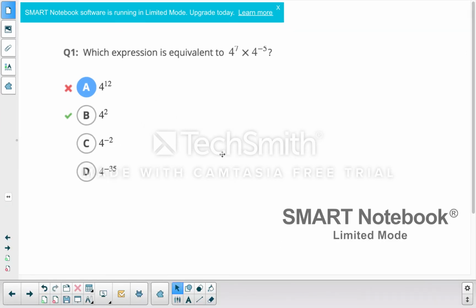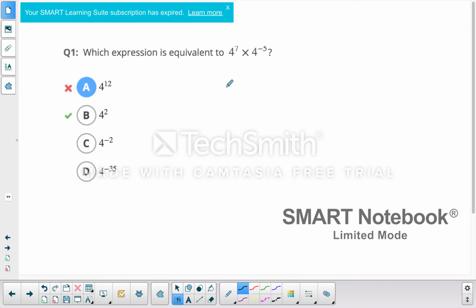All right, just some common mistakes that I'm seeing on the Edulastics here. These are the same base, 4 and 4. The exponents are different, 4 to the 7th and 4 to the negative 5th. So 4 to the 7th is 4 times 4 times 4 times 4, and so on, right?